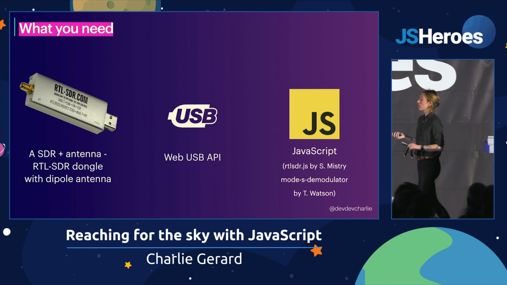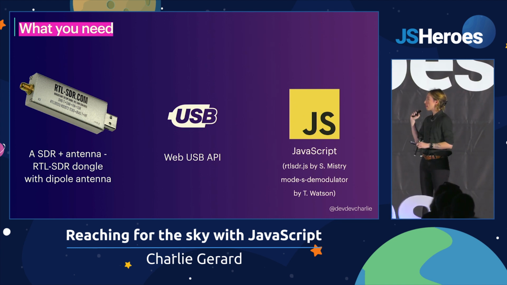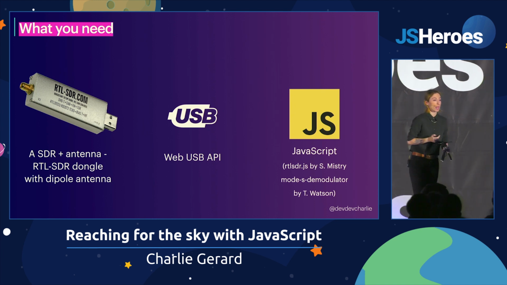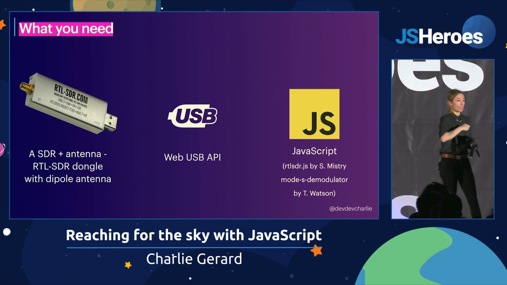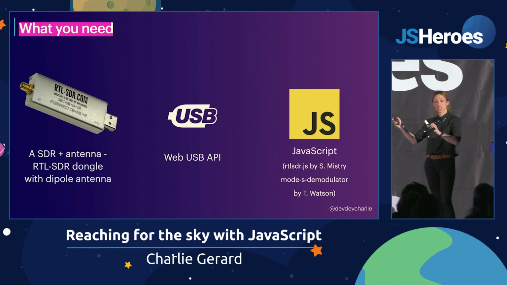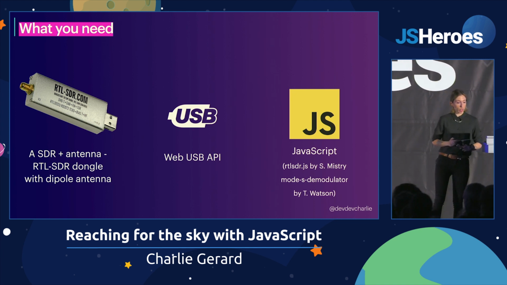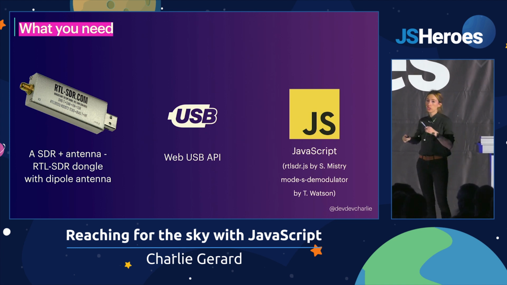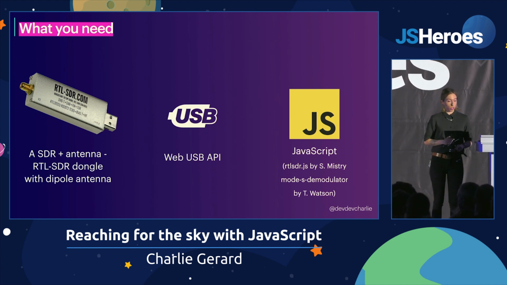Otherwise, you can use libraries that other people have created. One of them is RTL-SDR.js by Sandeep Mistry, and the other one is Mod-S Demodulator by Thomas Watson. So you kind of have some options. If you just want to get started, you can use libraries that are already built, and then you can kind of reverse engineer and try to do everything yourself.